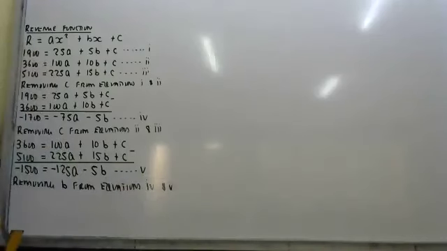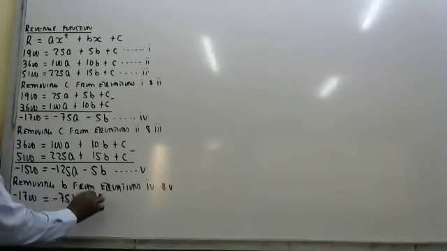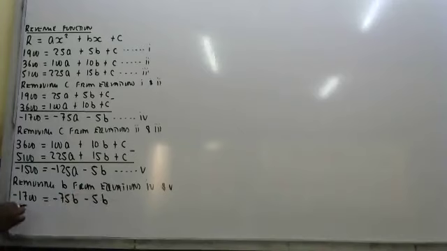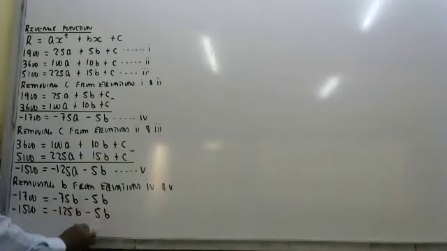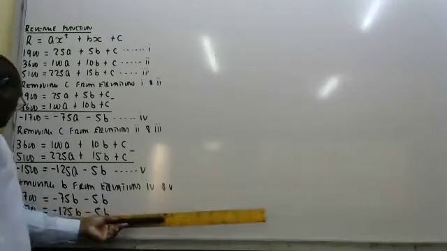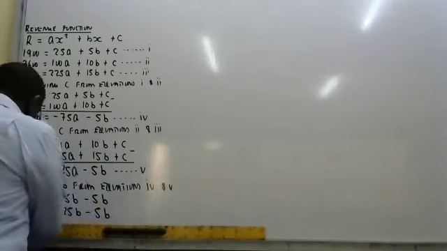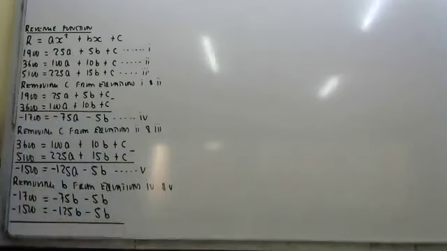From equations 4 and 5, we have minus 1700 being equal to minus 75A minus 5B. Then minus 1500 being equal to minus 125A minus 5B. Now you can see clearly that B is removable because the coefficients are the same. So we must then subtract. 1700 minus 1500, you are left with minus what? 200.